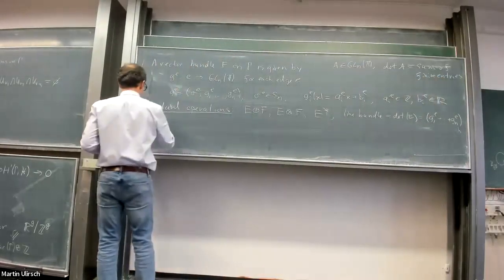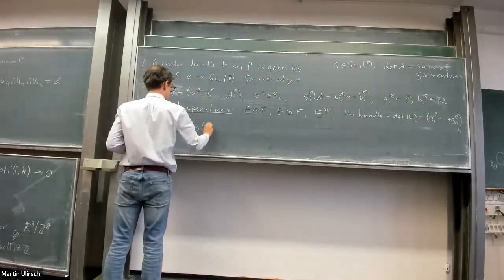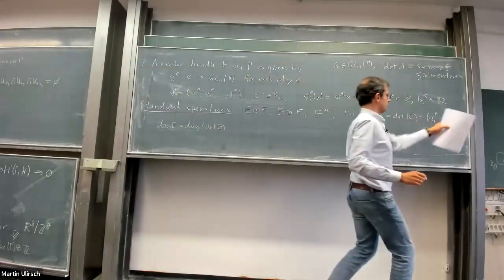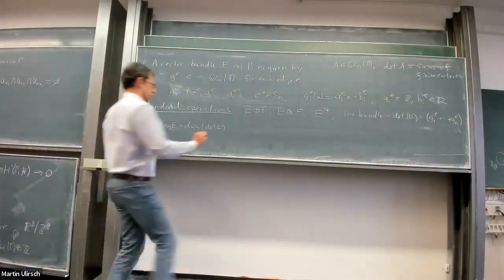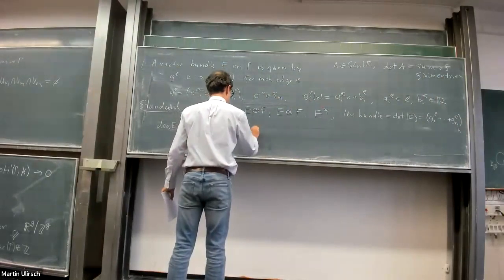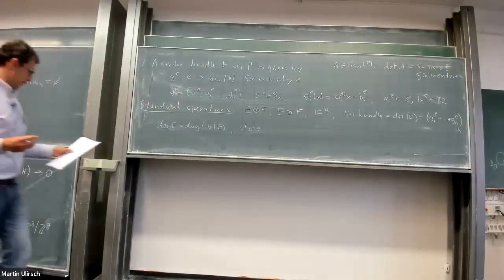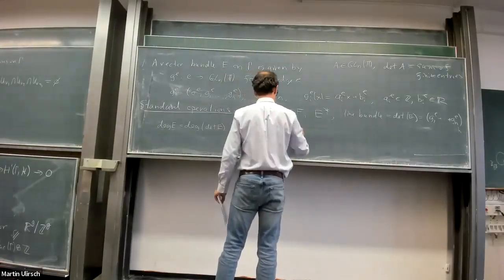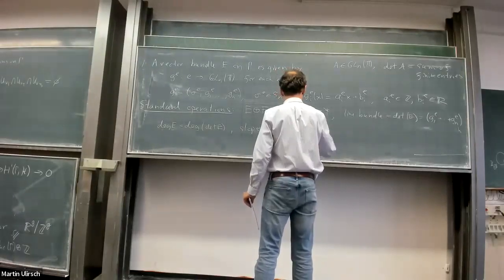So you can define the degree of a vector bundle, which is the degree of the determinant line bundle, which is just the sum of the slopes of all of these guys. You can also define slope, not to be confused with the slope. This is the slope in terms of stability. So this is the slope μ(E) of E, which is the degree over the rank.